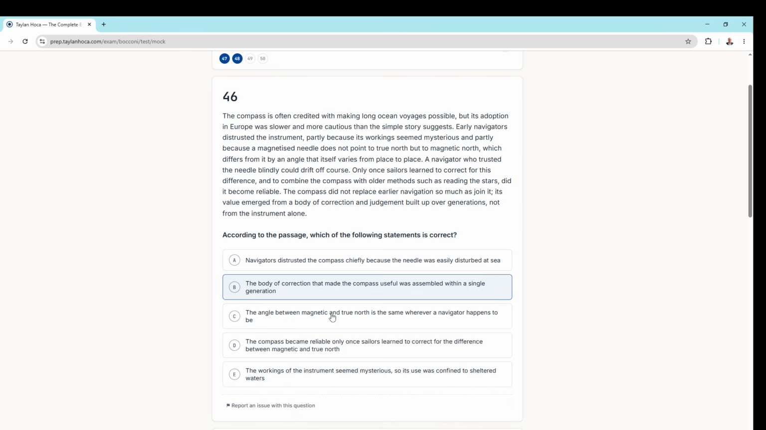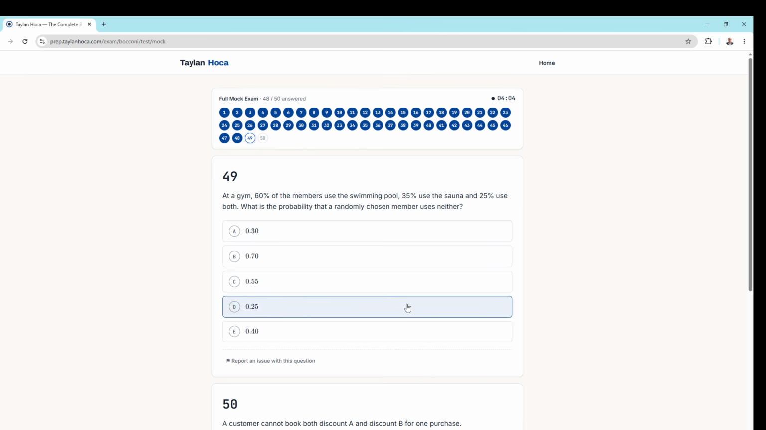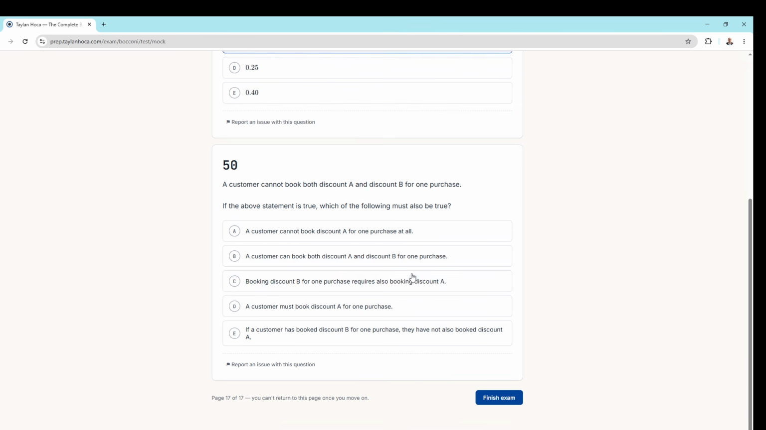No, I think it's not about the sea. The body of correction that Bocconi used was with a single gem. No. Magnetic and true north is the same. No, because there is a difference and it's the problem. The compass became reliable only when they learned to correct for the difference between magnetic and true north. I think D. They are talking about D. All right, we are done with reading.